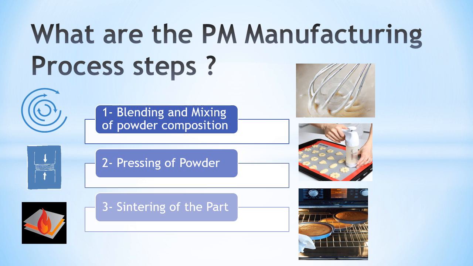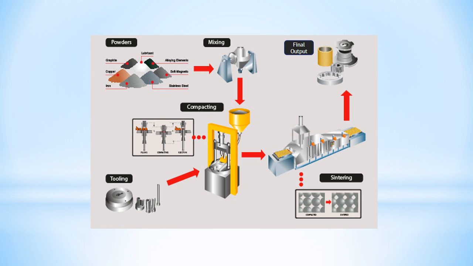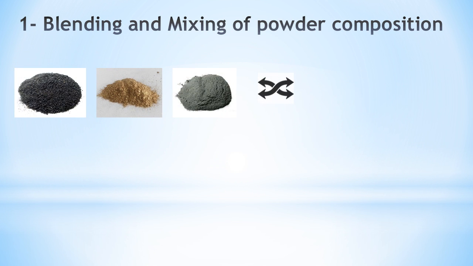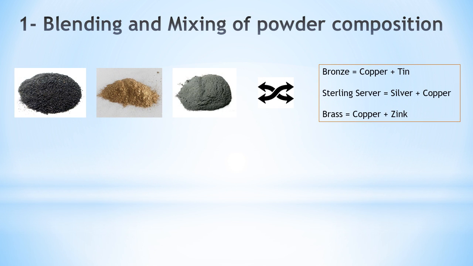This is how the process would look like in a manufacturing industry, starting from mixing the raw material present in a powder state, then compacted to give the desired shape, then sintered to make one bonded part. Starting with the first process, blending, which is followed by the mixing of powder composition.